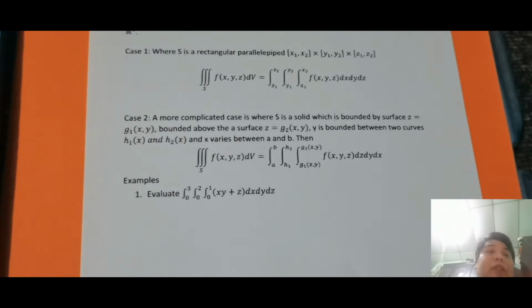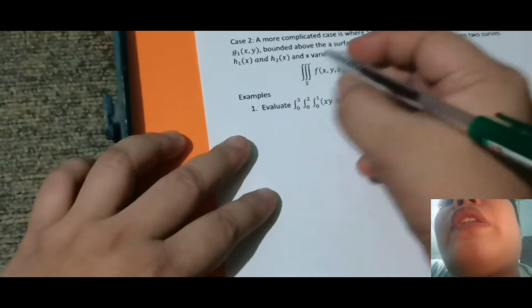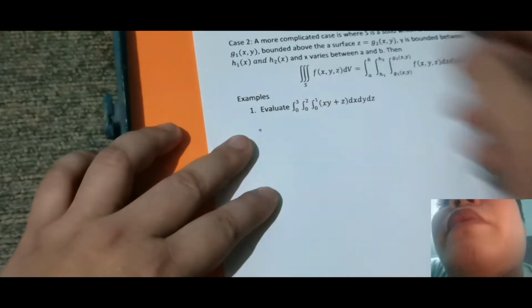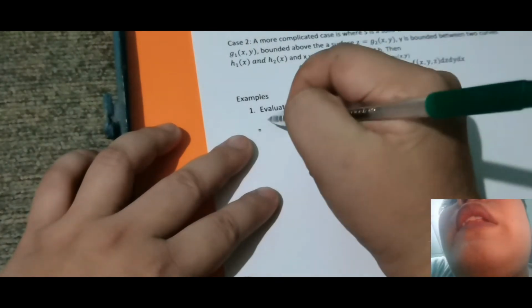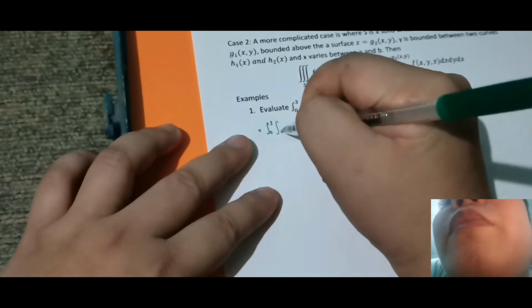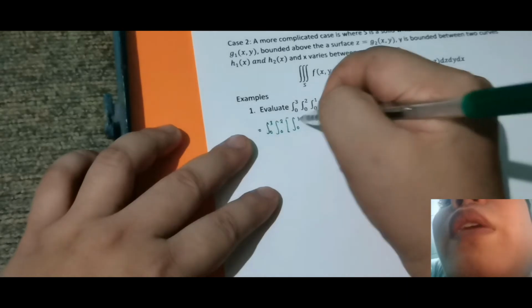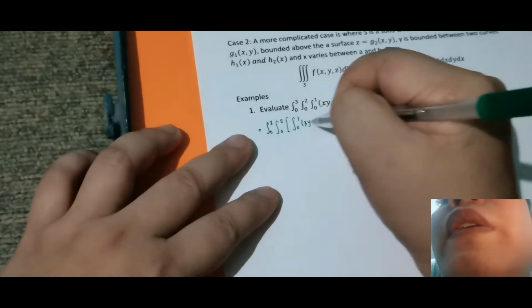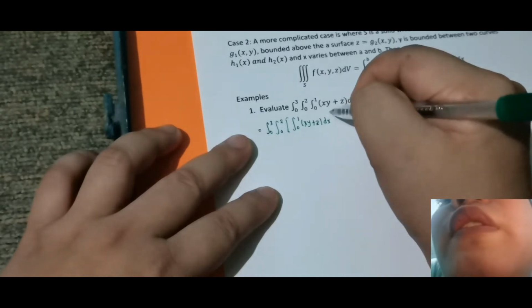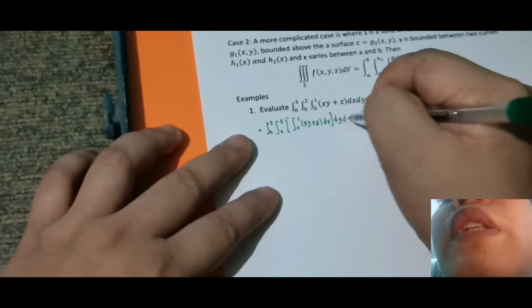So, medyo madali na lang din natin siya i-explain. Siyempre, katulad pa rin ng dati, start tayo sa inner integration. So, something na ito ay equal sa integral from 0 to 3, integral from 0 to 2, then bracket lang natin, integral from 0 to 1 ng xy plus z, dx. So, lagyan natin siya ng dx, dy, dz.